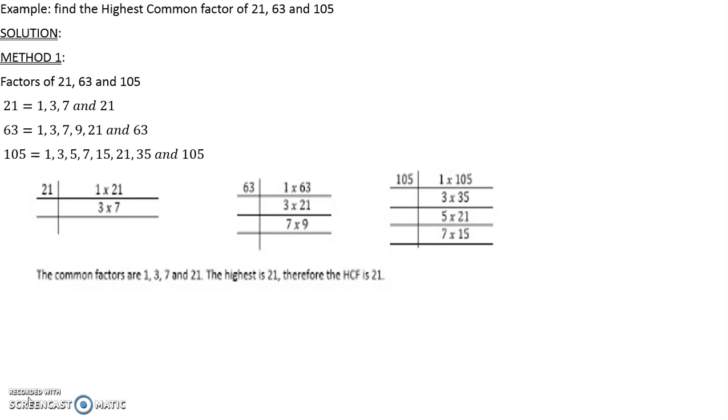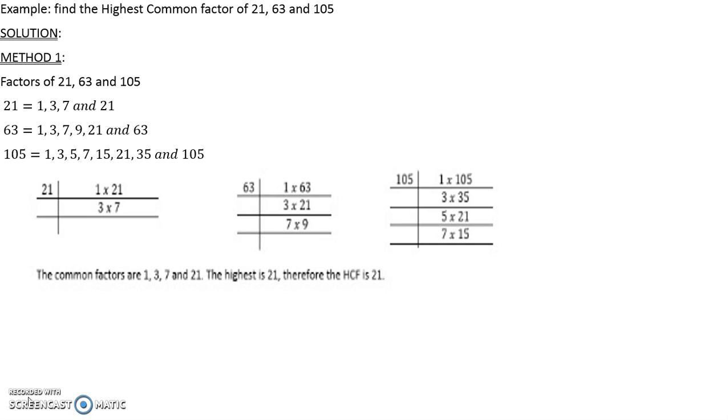Now let's go into HCF, highest common factor. This is an example. We have to find the highest common factor of 21, 63, and 105. The factors of 21 are 1, 3, 7, and 21. In some methods, you won't put the 1 because 1 is constant in all. Then in 63, we have 1, 3, 7, 9, 21, and 63. Then for 105, we have 1, 3, 5, 7, 15, 21, 35, and 105.